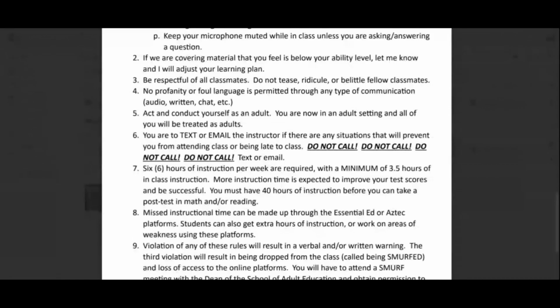Text or email if there are any situations that are going to prevent you from coming to class or being late. Do not call my cell phone. Do not call, do not call, do not call. It messes my phone up. For some reason, Google Voice messes my phone up if I answer a phone call. Text me or email me.